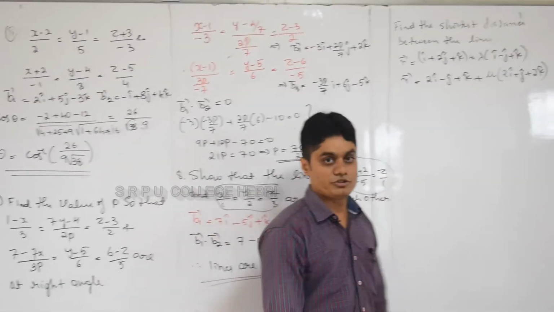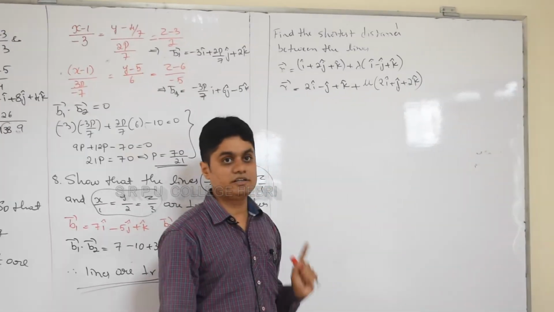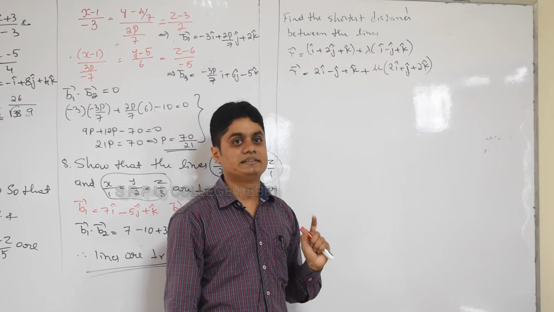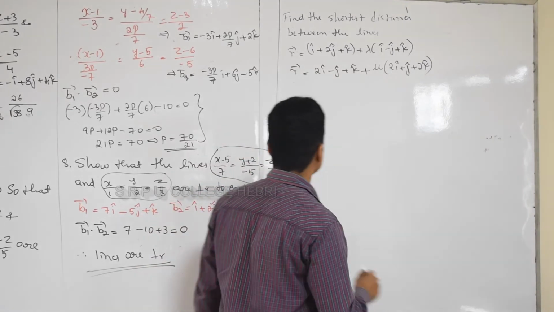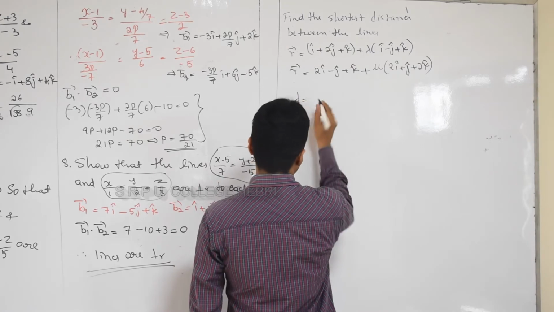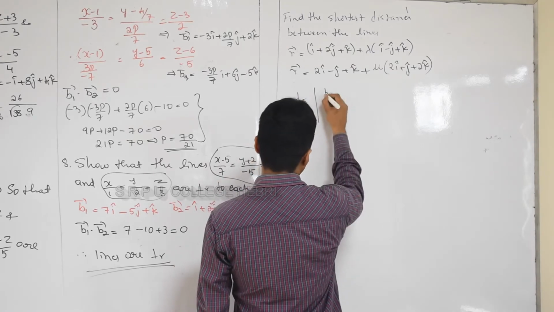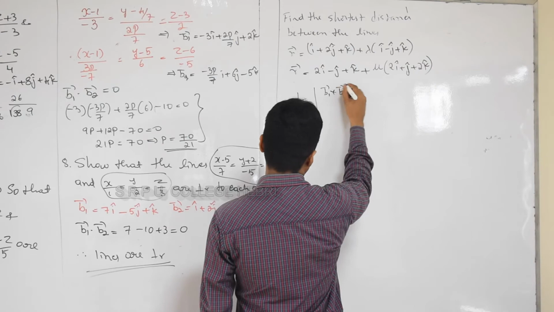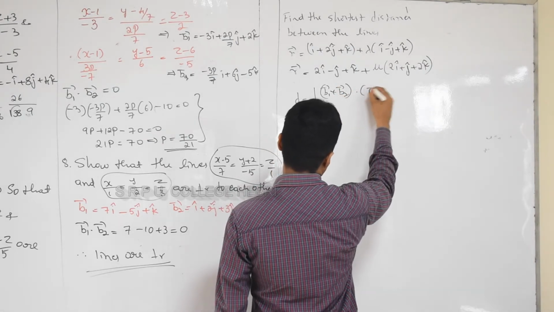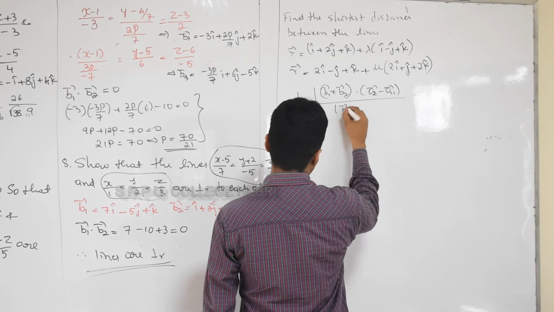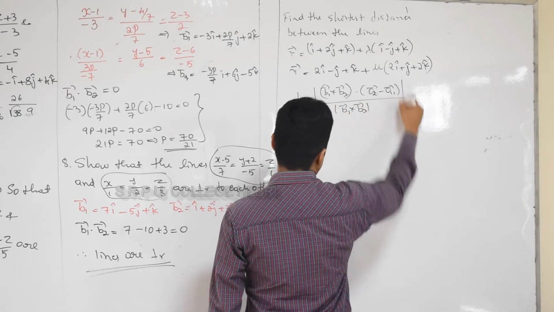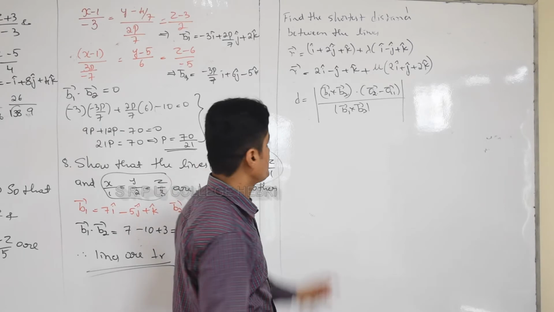Next question. This is an important question, it will come in the exam 100%. Find the shortest distance between the two skew lines. The formula for the shortest distance, you know, we proved: d is equal to b1 cross b2 dot a2 minus a1, divided by the magnitude of vector b1 cross b2. So whatever is needed, find it out from the given equations.